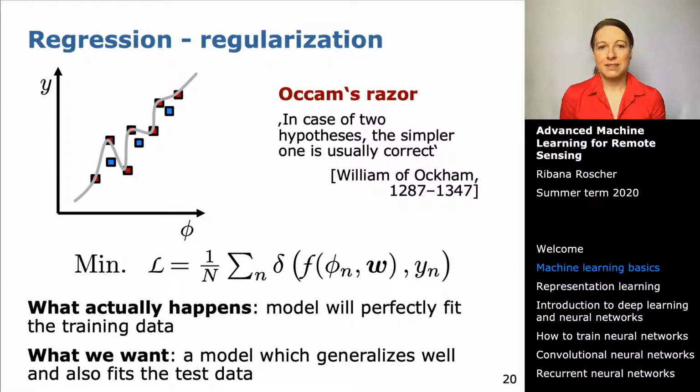Occam's razor says nothing else than it is a good idea to encourage the model to be simple. And if you have multiple hypotheses, the simpler one is usually the correct one.